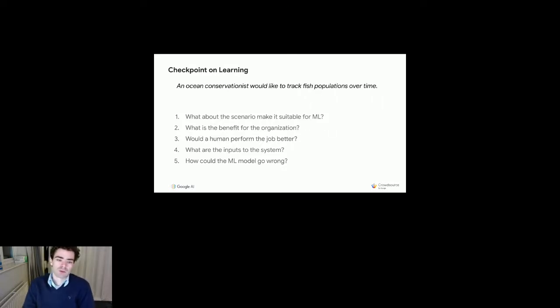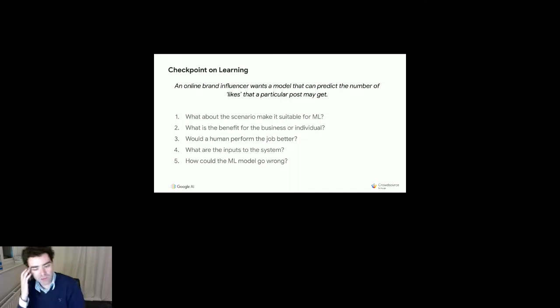Oh wait, didn't do finals. What are the inputs to the system? Fish populations over time. We could also say ocean conservationist is an input because they're asking us about the performance and the general business model. How could the machine learning model go wrong? Doesn't factor in sharks. Sharks turn up and they eat all the fish. I don't know. So the lack of rules, essentially.